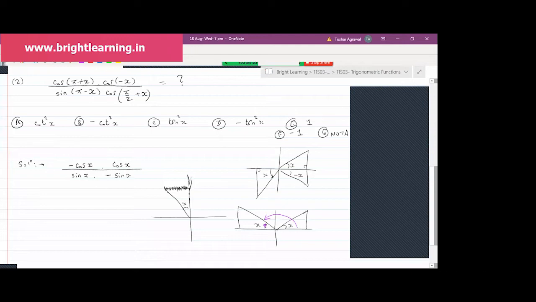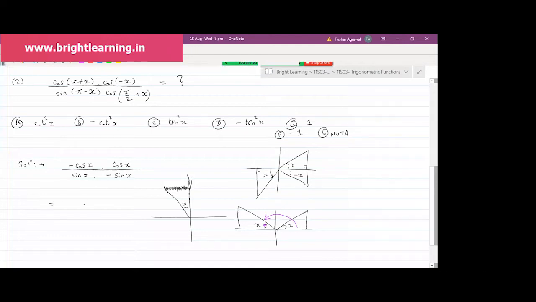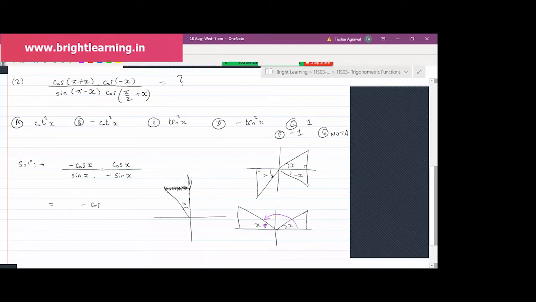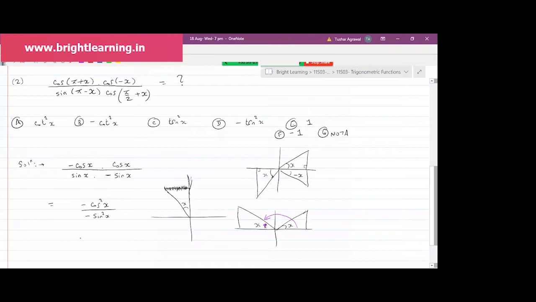Negative of sine x. So what actually it becomes is minus of cos square x upon minus of sine square x. So the correct option is option A, that is cot square x. Okay. Any doubt, anybody? Next.